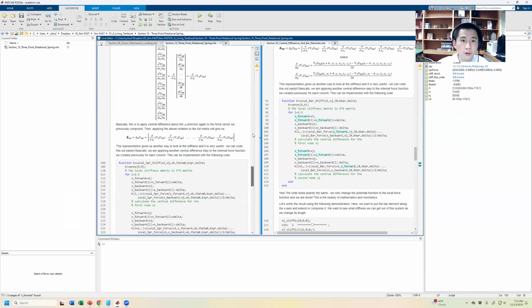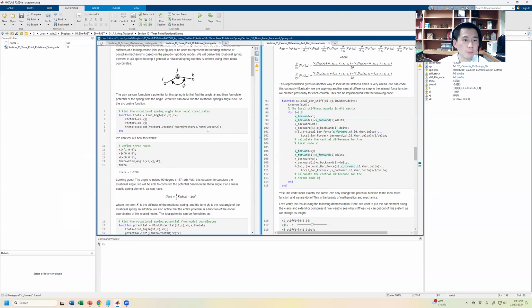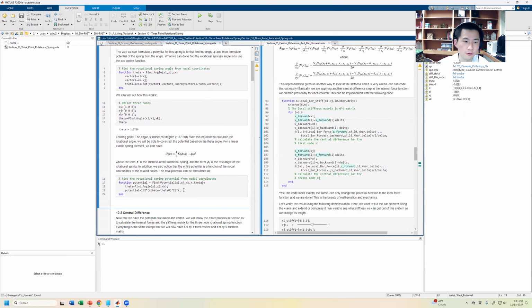So once you come up with some sort of a potential of your system, you pretty much can copy paste code and just use central difference to find their internal force vector and the stiffness matrix. And the only little tweak you need to make is to change the dimension, make sure that you're capturing all the nodes that you need when deriving the total potential.